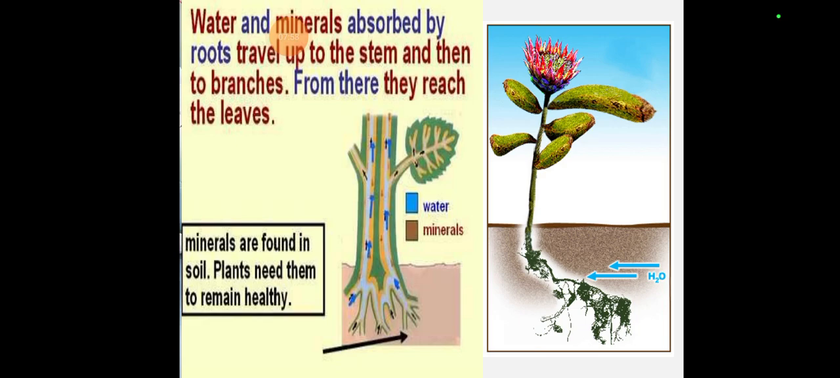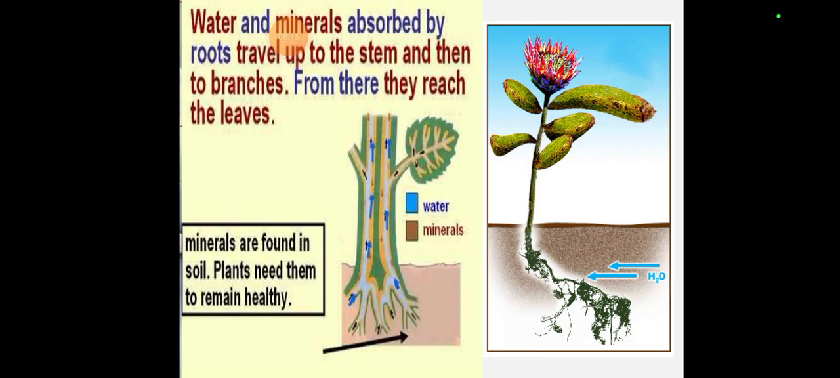Water and minerals absorbed by the roots travel up to the stem and then the branches. From there they reach the leaves. So first of all, the water and the minerals are taken in by the roots, then they go to the stem and then to the branches, and from there they reach the leaves.